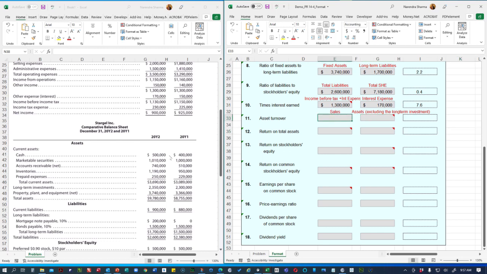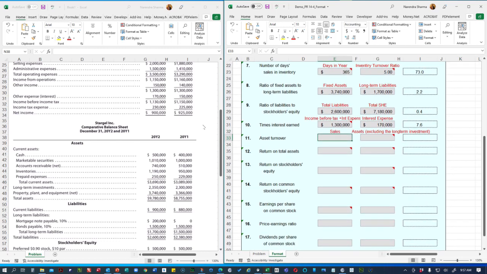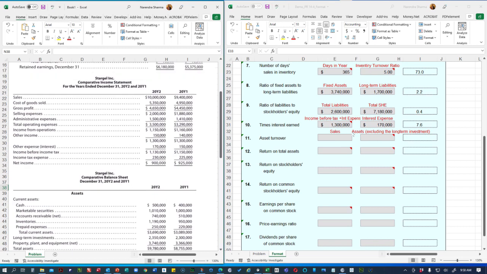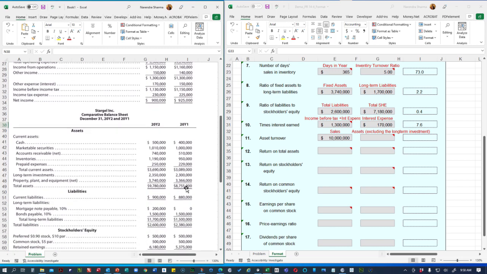So sales, of course, you will be able to find easily in your income statement. We know the sales figure we have already used to be 10 million, so that's 10 million. And then in the case of your average assets, excluding your long-term investment, we'll have to exclude your investment. So let's go back and calculate that.